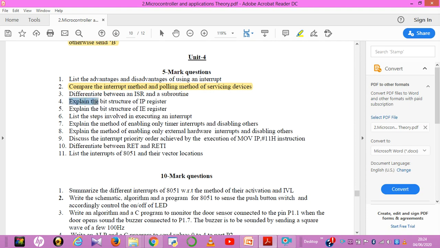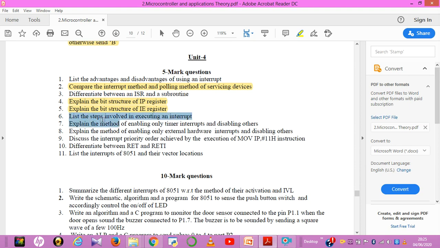Next, explain the bit structure of the IP register, the interrupt priority register. How you are going to change the priority of every interrupt if you get more than one interrupt is explained by the IP register. Next, explain the bit structure of the IE register, the interrupt enable register. If you want to get service for interrupts, you should enable all the interrupts. Then out of that, you have to enable the individual interrupt if you want to give service to every interrupt.